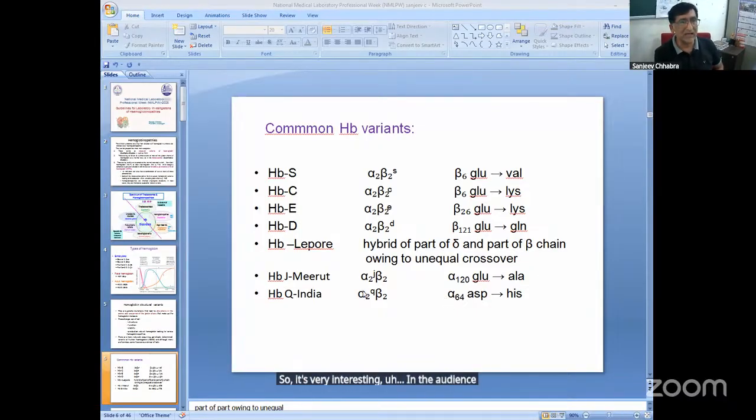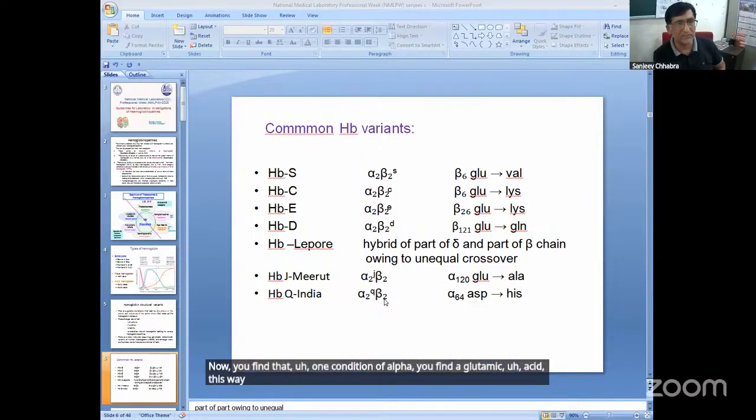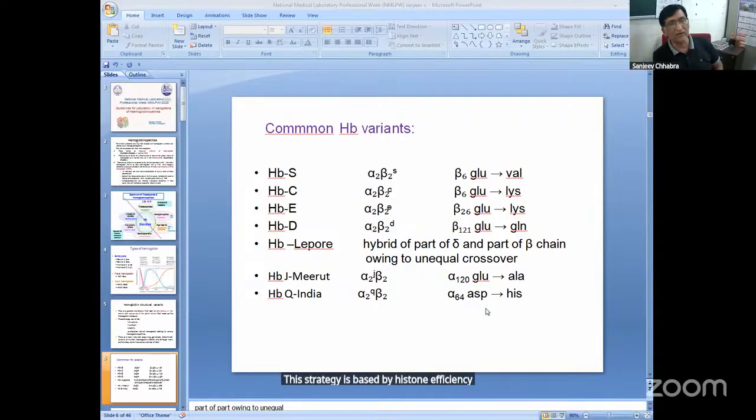HbJ is an alpha variant. At position 120 of alpha, glutamic acid is replaced by alanine. In HbQ India, aspartate is replaced by histidine at position 64 of the alpha chain.